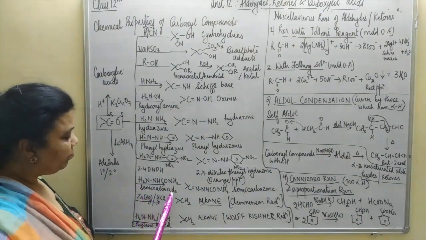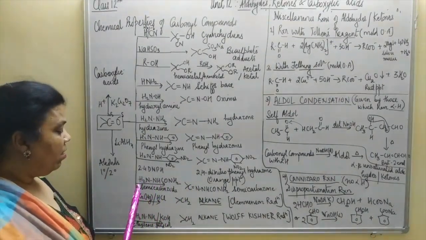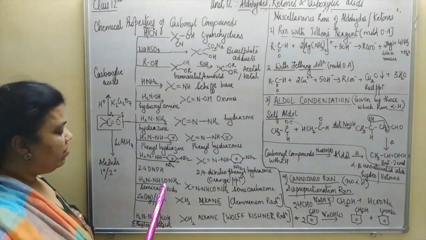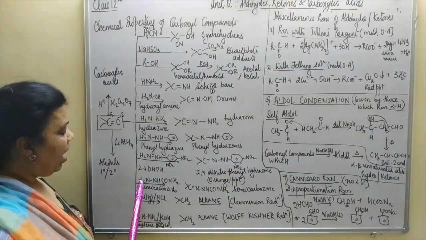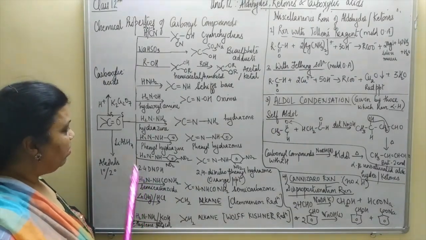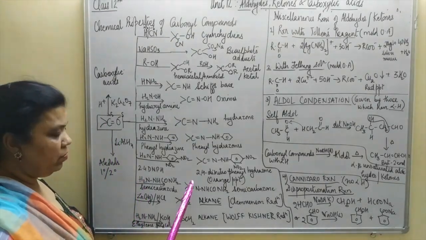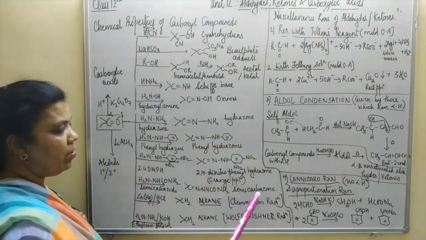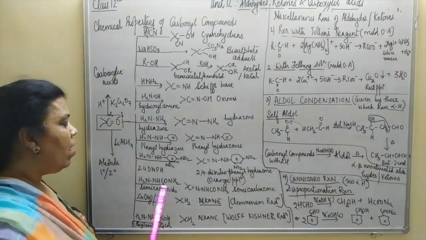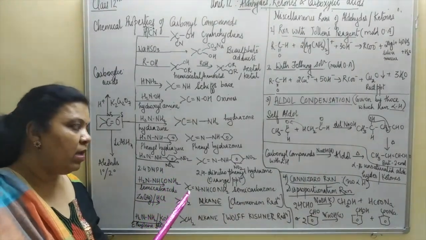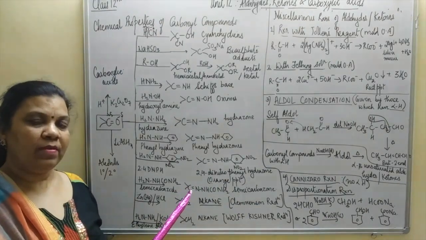Next is semicarbazide. The formula is NH2NHCONH2. This is semicarbazide, and again condensation will occur. It will result in the formation of semicarbazones. The product which is formed by treatment of a carbonyl compound with semicarbazide is called semicarbazone.